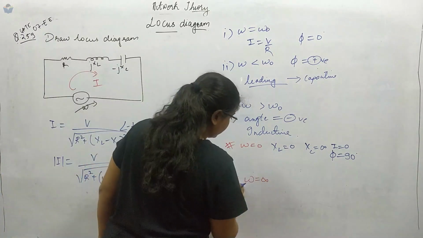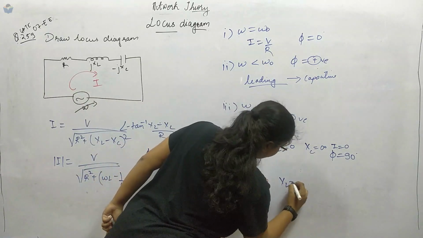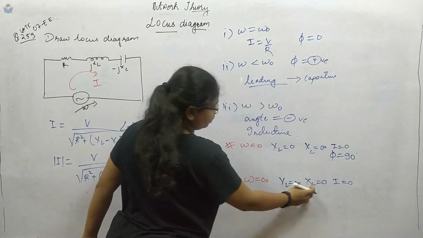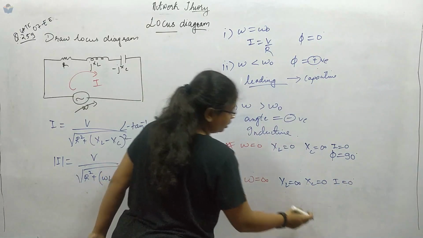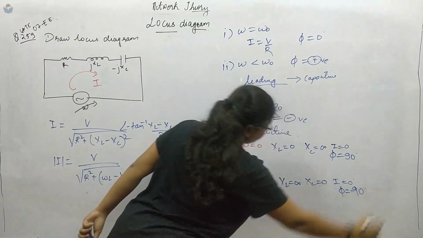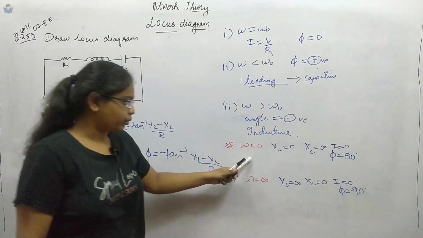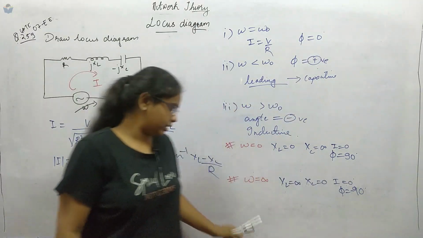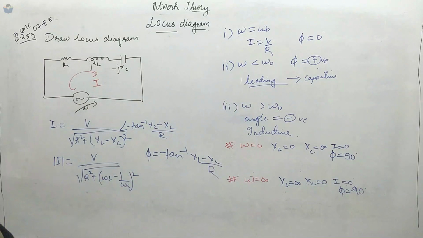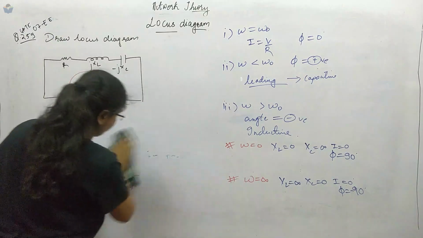Now omega equal to infinite. Put it here: XL will be infinite, XC will be 0, and still I will remain 0 because in the denominator we have XL as infinite, and the angle will be minus 90 degrees. When it is a pure resistor, we have 0 degrees. When omega equal to 0, we have 90 degrees. When omega equal to infinite, we have minus 90 degrees. Now how will you plot the locus diagram for this one, we will see.